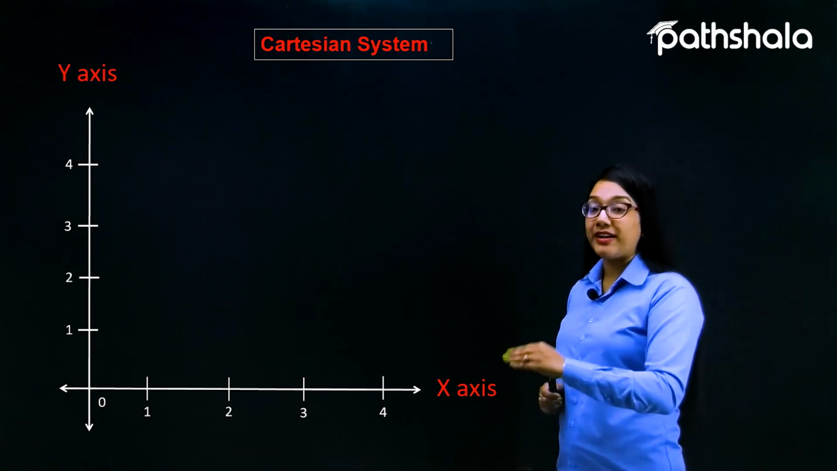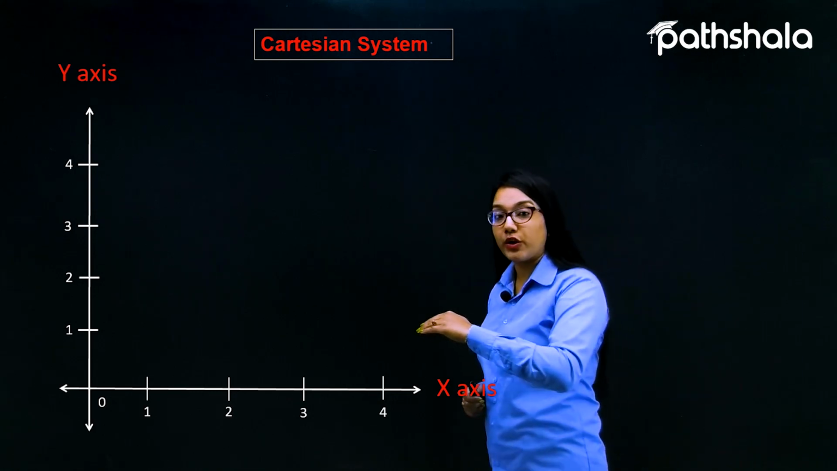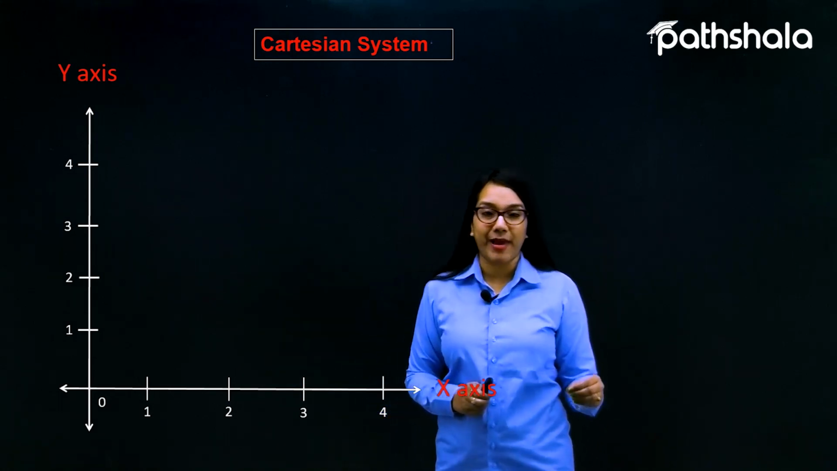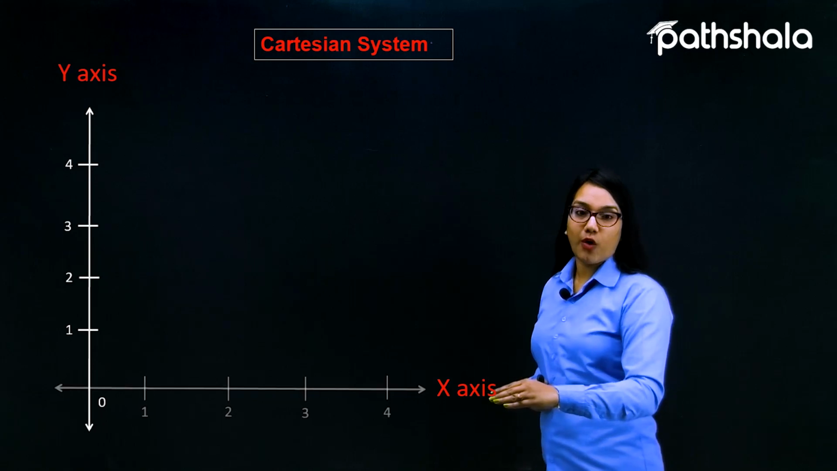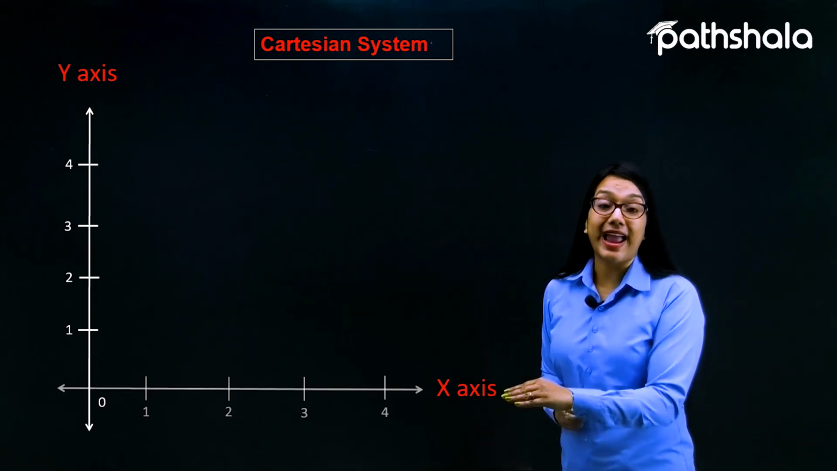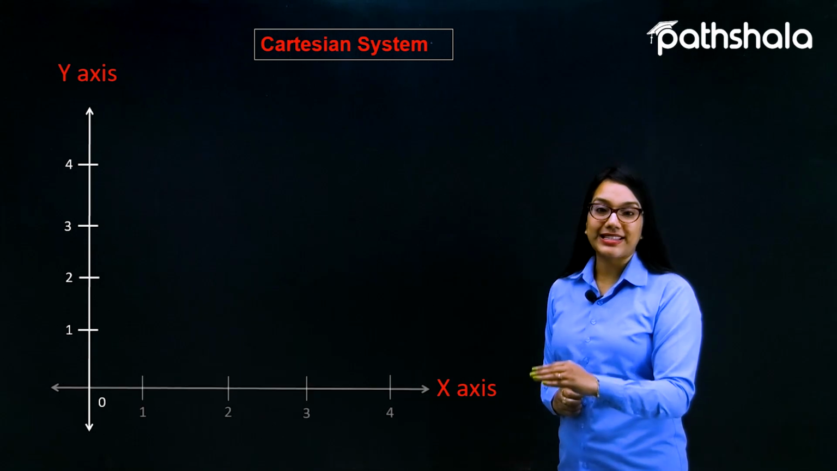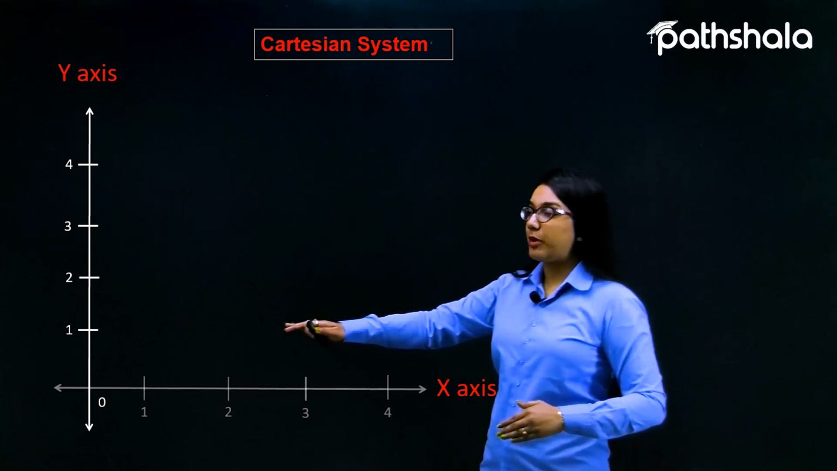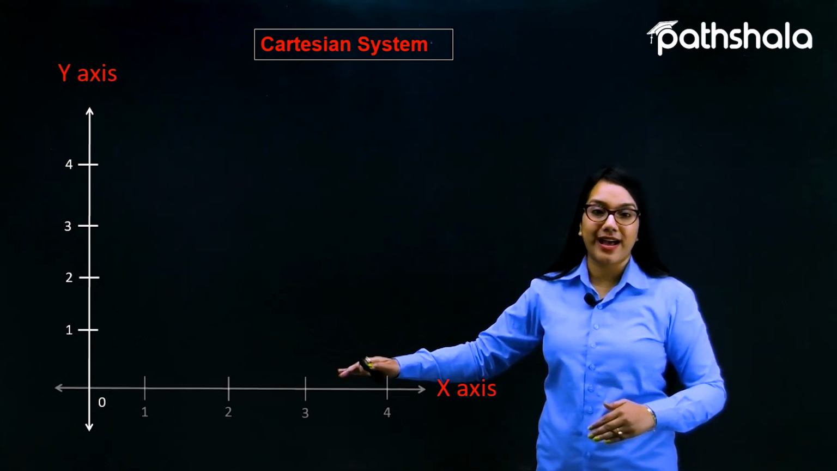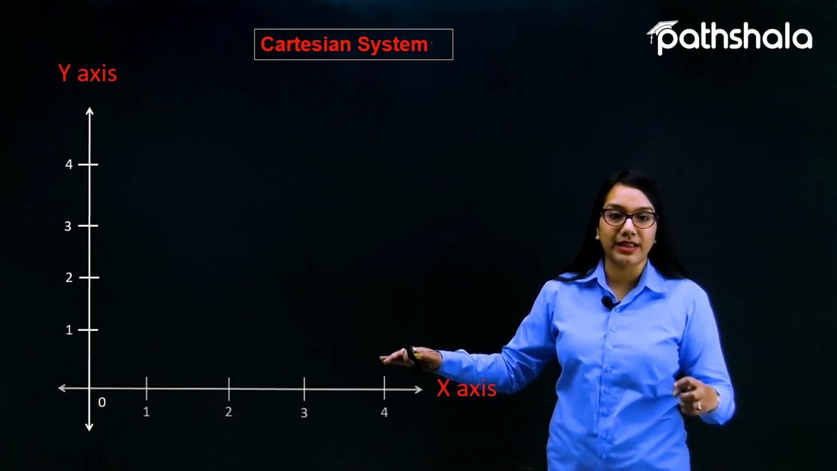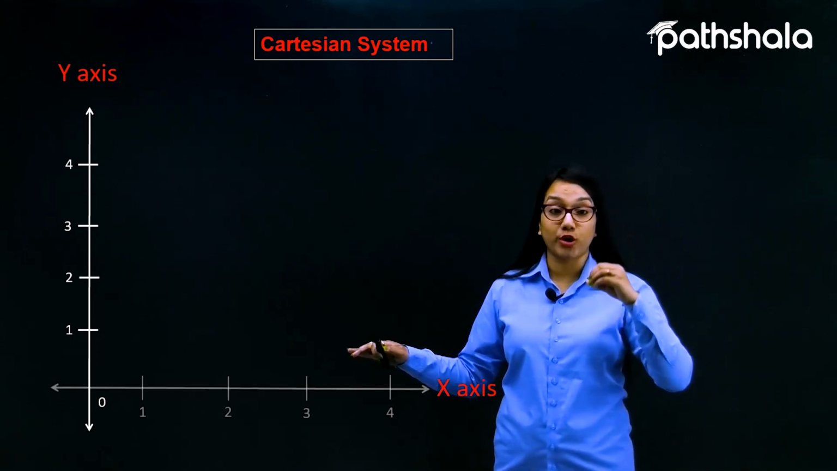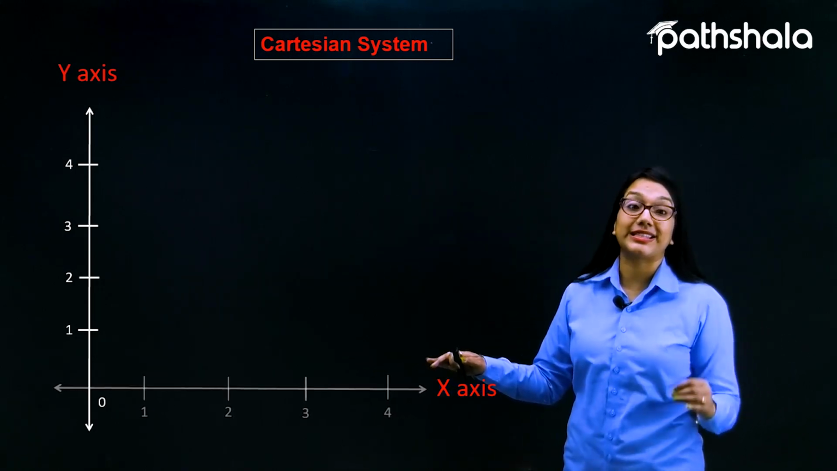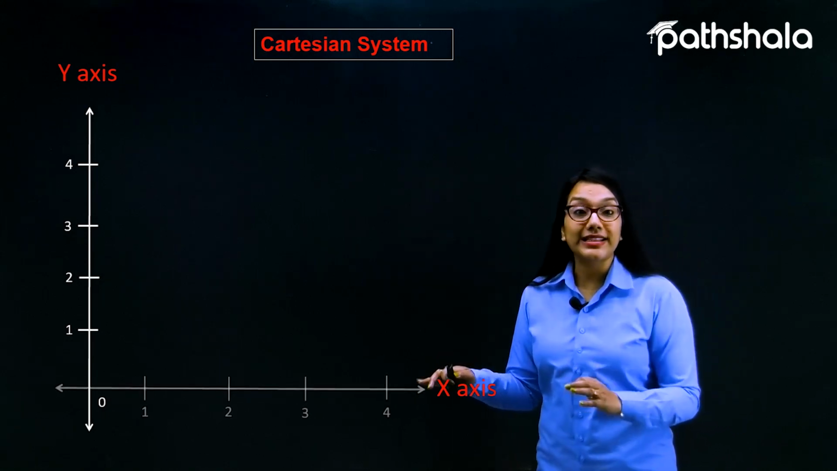These two perpendicular lines, a horizontal line as well as a vertical line, have their own special names. As we can see over here, this particular horizontal line is called the x-axis. So 0, 1, 2, 3, 4 and so on. This number line is called the x-axis. Always remember that in the Cartesian system, in which we have two perpendicular lines, the horizontal one is called the x-axis.